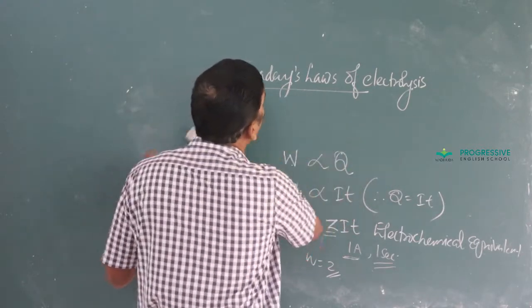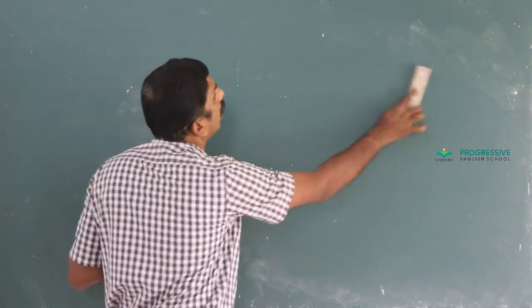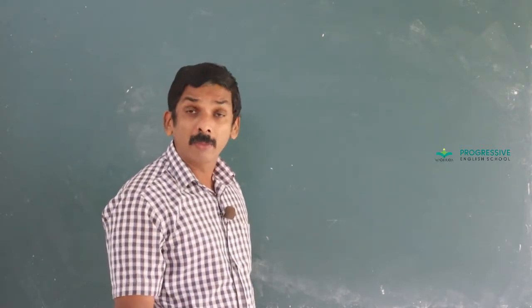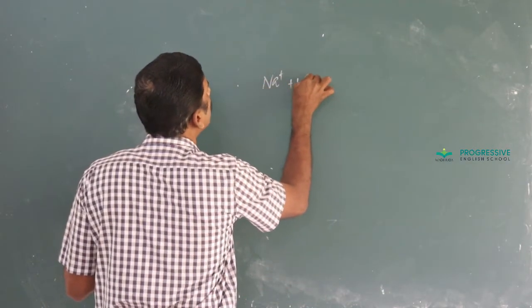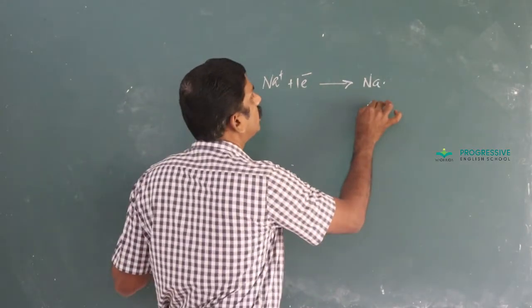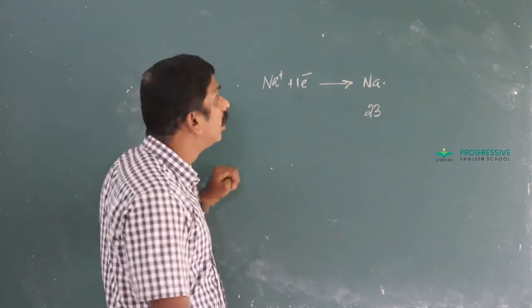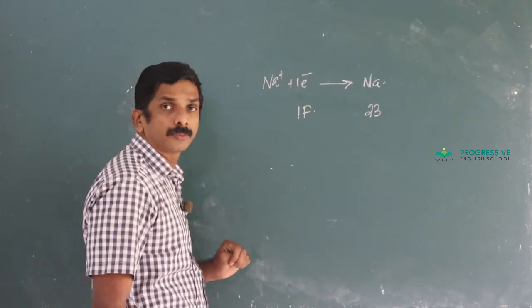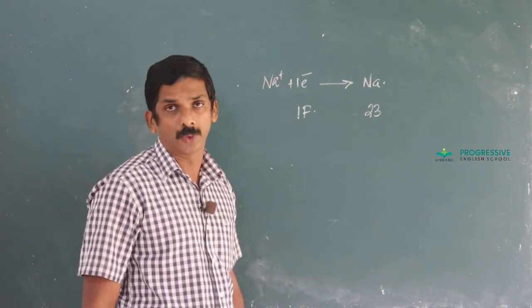Then normally in a reduction reaction, how many electrons are involved in that electrode reaction, that many coulombs of electricity or that many Faradays of electricity is required for the deposition. For example, Na+ plus 1 electron gives Na. You know, the atomic mass of sodium is 23. Here 1 electron is involved in the reaction. Therefore 1 Faraday of electricity is required to deposit 1 mole of sodium.